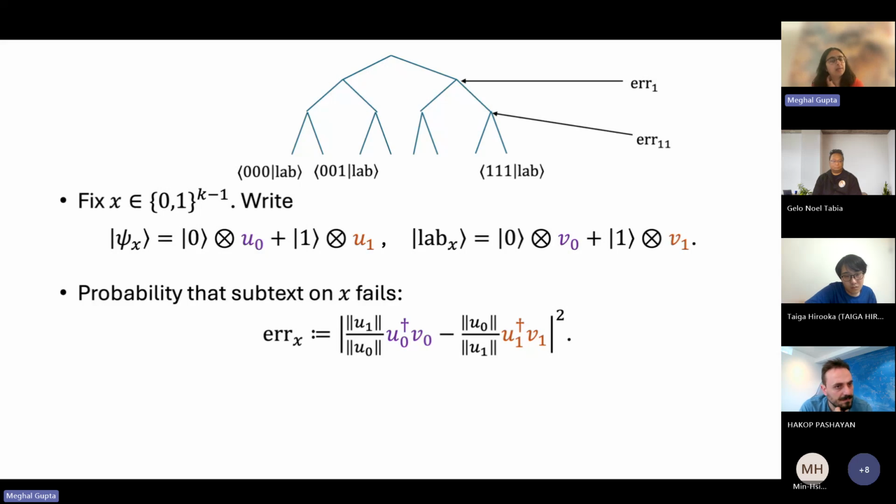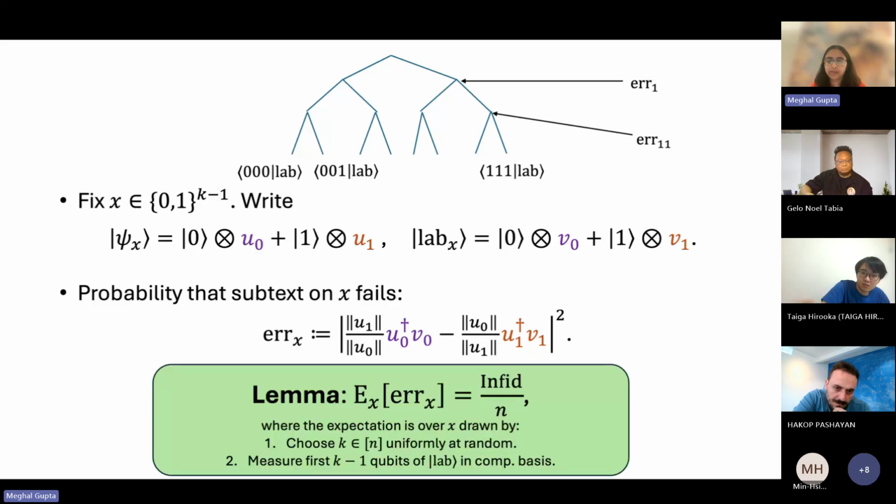Okay, so the two things we need to do are design the subtest and show that if we design the subtest, we're done. The second part is easy. We can just literally write out a 3-line expansion and show that the expectation of this quantity, when x is drawn by first choosing k uniformly at random and then measuring the first k minus 1 qubits of lab in the computational basis, which is exactly what steps 1 and 2 of our algorithm on the previous slide did, sums to exactly the infidelity over n. So the rest of the talk is dedicated to actually designing the subtest.